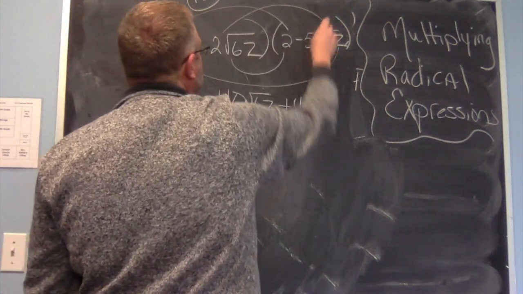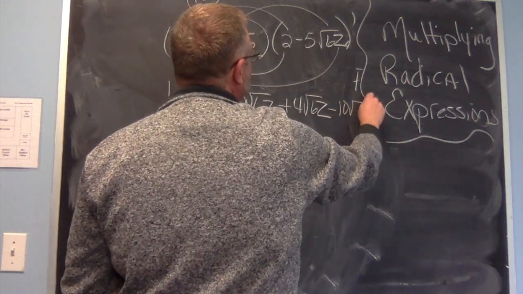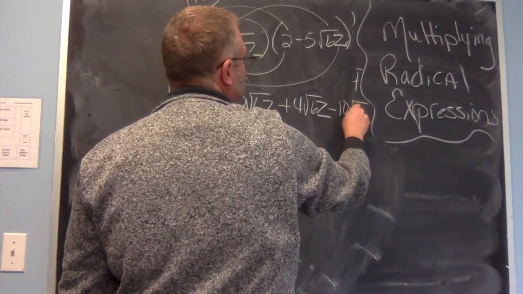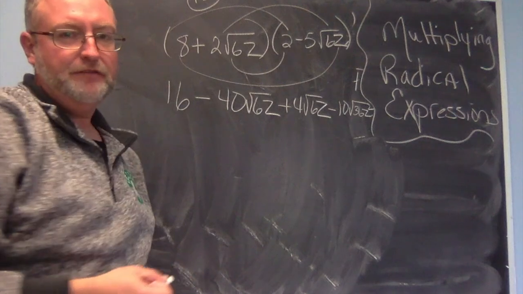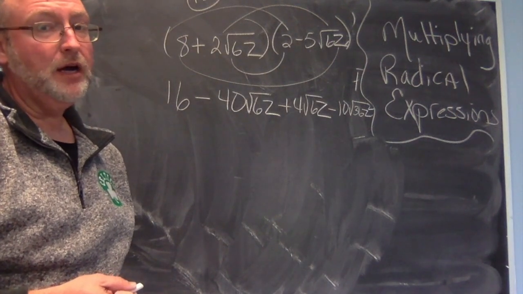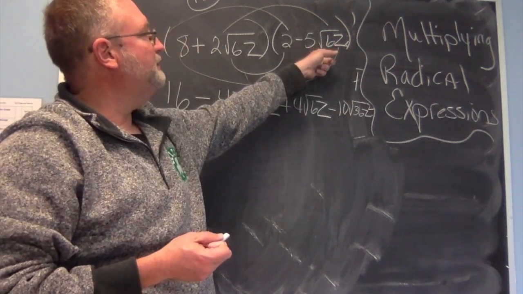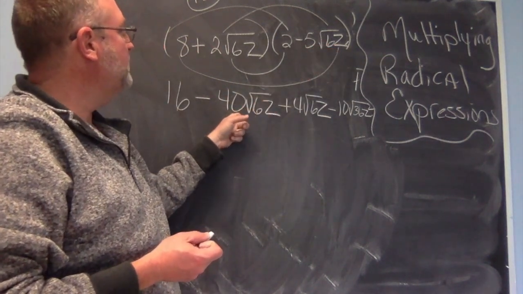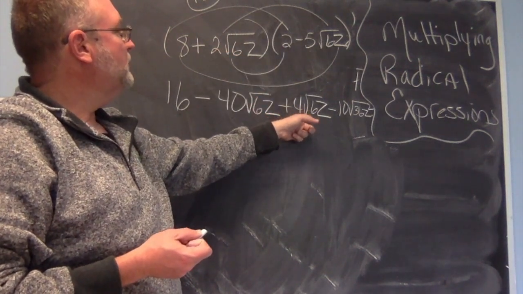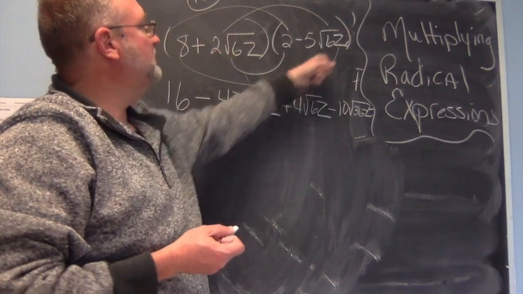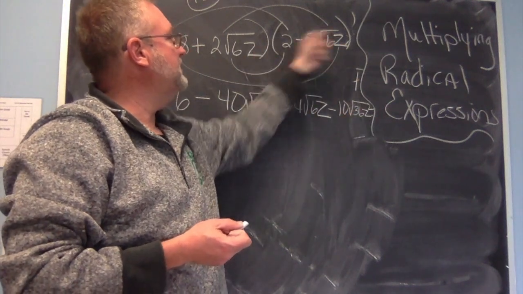My last is going to give me a negative 2 times 5 is 10, square root of 6 times 6 is 36, z times z is z squared. Anybody follow that? If not, rewind. First, 8 times 2 is 16. Outer, 8 times negative 5 square root of 6z would be negative 40 square root of 6z. Inner, 2 square root of 6z times 2 is 4 square root of 6z. And last, since the radicands are the same, you're multiplying. 2 times negative 5 is negative 10, 6 times 6 is 36, z times z is z squared.